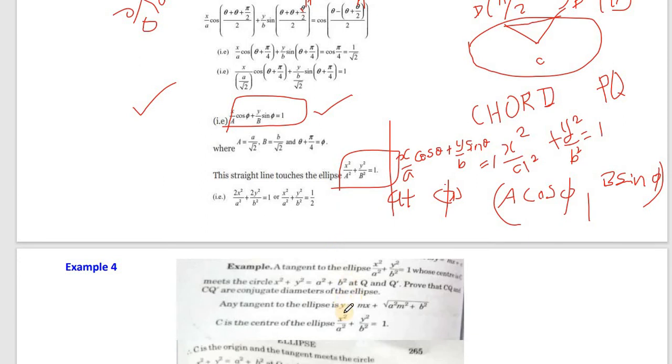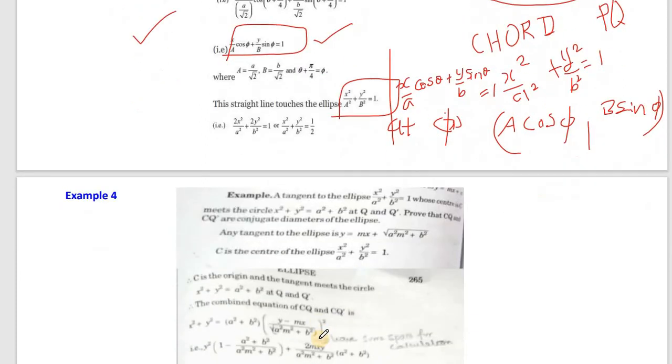Now the next one is: a tangent to the ellipse x square by a square plus y square by b square equal to 1, whose center is C, meets the circle x square plus y square is equal to a square plus b square at Q and Q dash. So that CQ and CQ dash are conjugate diameters of the ellipse. Right. Now, any tangent to this, like in the case of parabola, y is equal to mx plus a by m is the equation of tangent. In the case of ellipse, we have y is equal to mx plus root of a square m square plus b square. And C is the center of the ellipse.